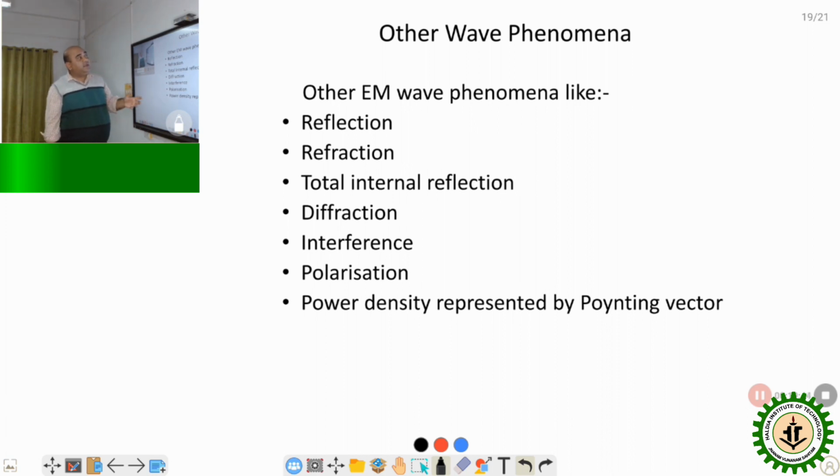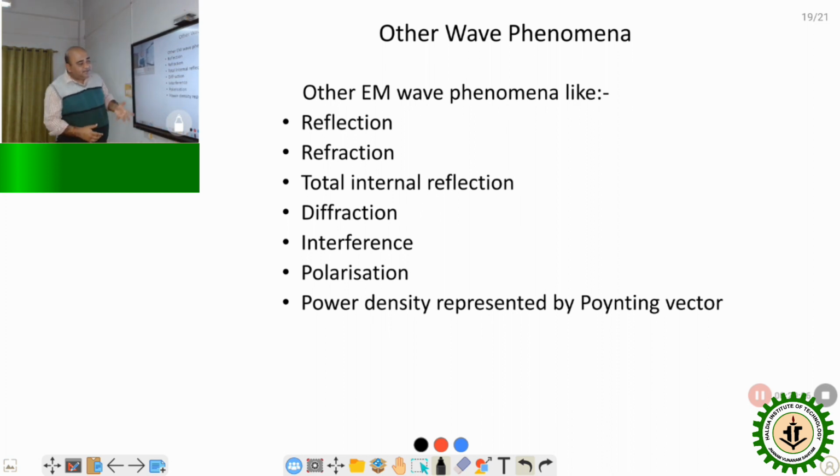Polarization, the wave can have different kinds of polarization also. That will depend according to the locus of the electric field's circle. They can trace a linear path, that is the linear polarization, or a circular polarization or elliptical kind of polarization. And the power density of the EM wave is mainly represented by the term Poynting vector.